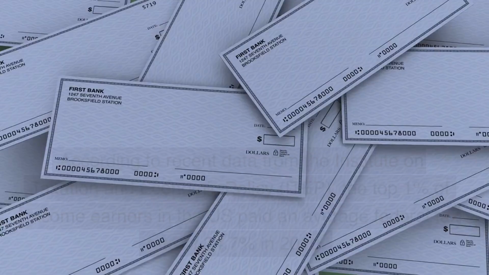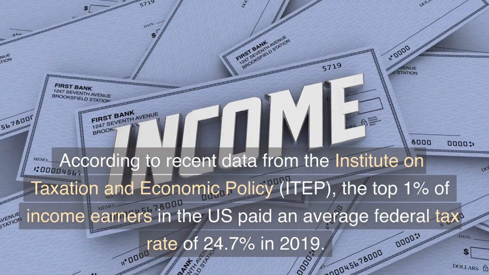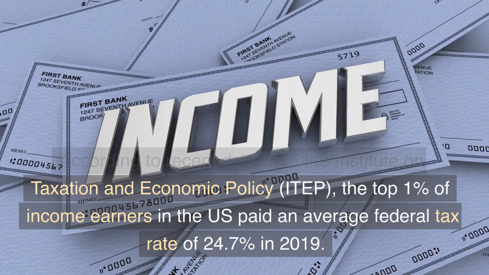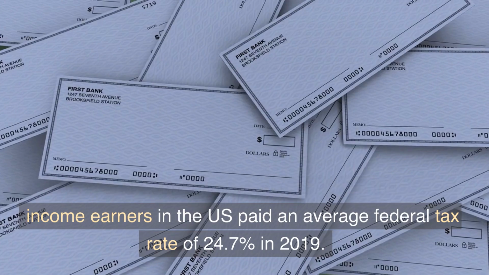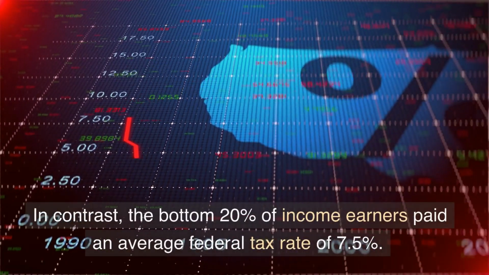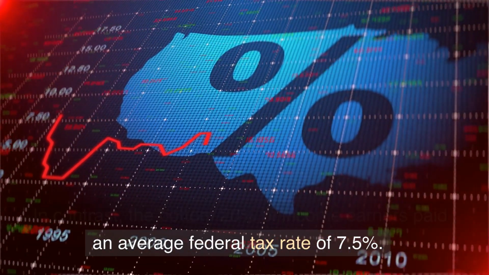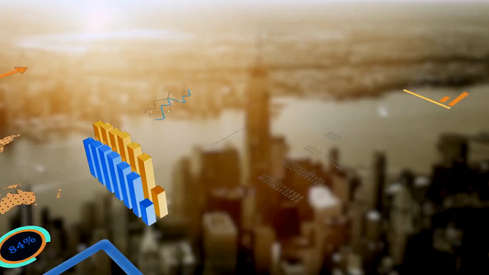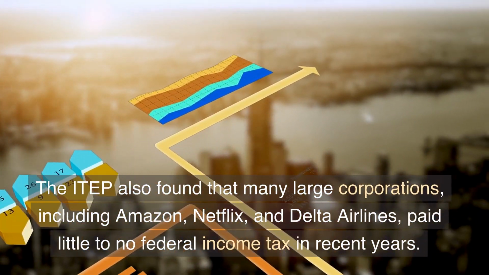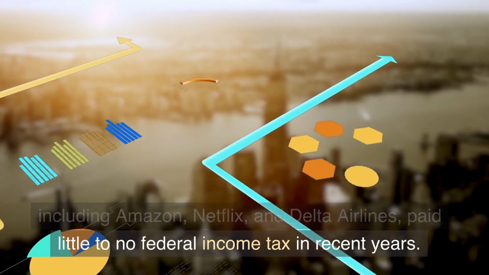According to recent data from the Institute on Taxation and Economic Policy, ITEP, the top 1% of income earners in the U.S. paid an average federal tax rate of 24.7% in 2019. In contrast, the bottom 20% of income earners paid an average federal tax rate of 7.5%. The ITEP also found that many large corporations, including Amazon, Netflix, and Delta Airlines, paid little to no federal income tax in recent years.